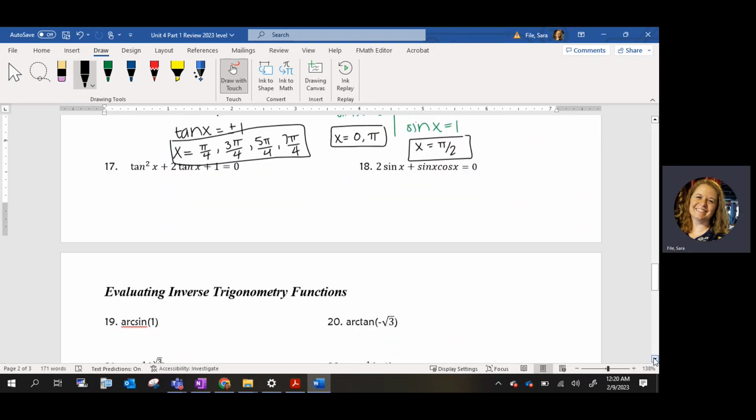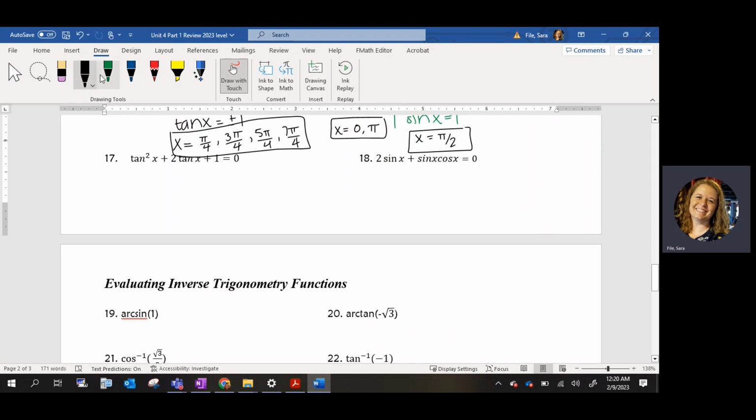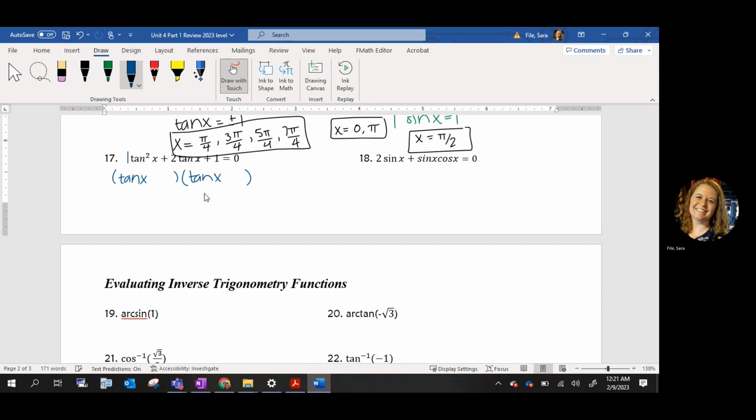All right, almost done. Here now we've got a trinomial form. We've got a tangent squared, a tangent, and a constant. So it's going to work the same as if those were x squared and x instead of tangent squared x and tangent of x. So treat it the same way. Our a is still an understood 1 there. So this tangent squared can only possibly factor to tangent x times tangent x, and the only possible factors of 1 is 1 times 1.